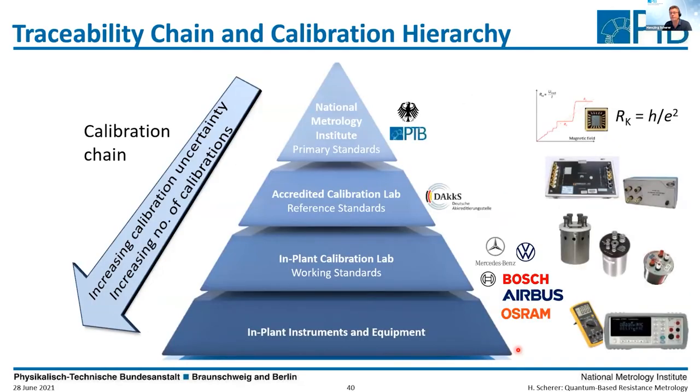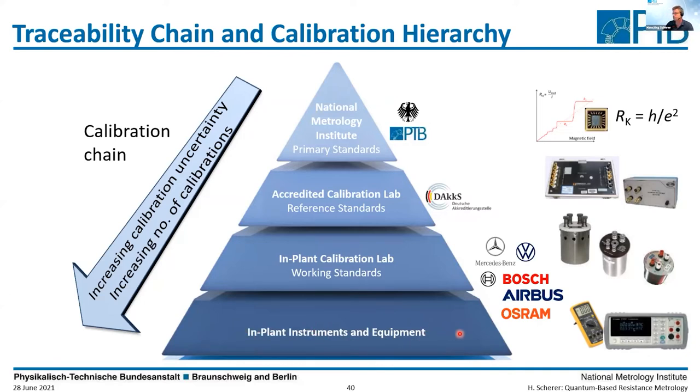This slide shows the traceability chain and the calibration hierarchy that we have generally for all units, but here of course the example is resistance metrology. We start, typically in each country, it's like that or similar, at a national metrology level, which is PTB for Germany, which keeps the primary standards, so the quantum Hall standards. These then calibrate the calibration labs that are accredited by an accreditation organization, which countries typically have. From there, they are distributed to in-plant calibration labs, typically in bigger companies. You see some examples. And from there, to the various measurement instruments and equipment that are used throughout the labs or fabs.